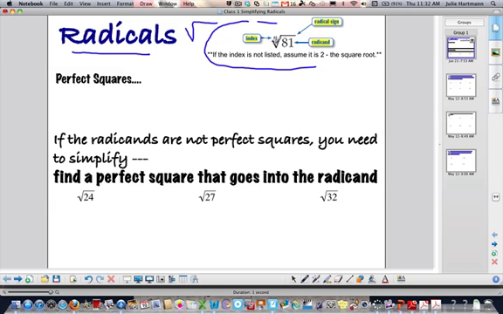You have the radical sign, which is that part right there. The radicand is what's underneath, and then your index is this number out there. Now, if the index is not listed, assume it is 2, which is the square root. So if it looks like this, the square root of 81 with nothing right here, that means they're looking for the square root of 81.